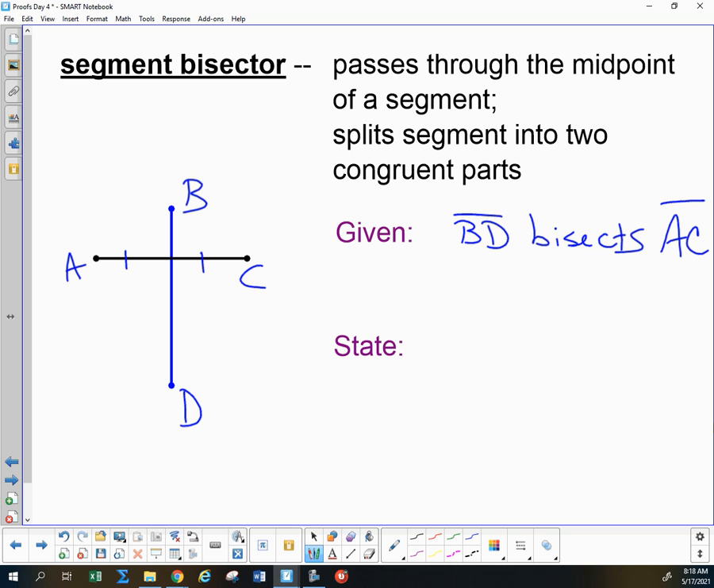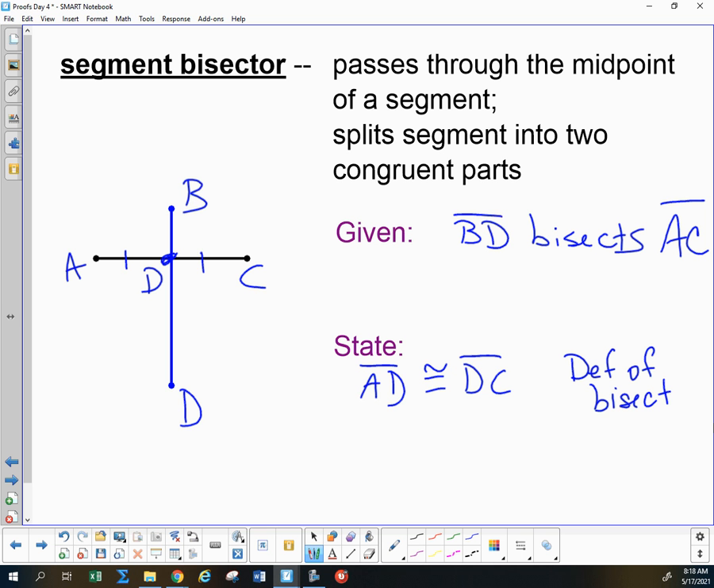So then I could say AD is congruent to DC or to CD, and my reason would be definition of bisect.